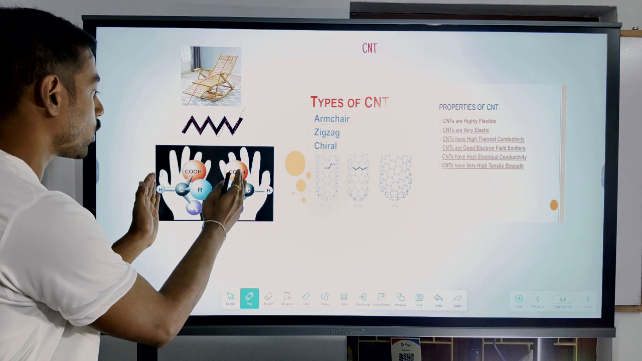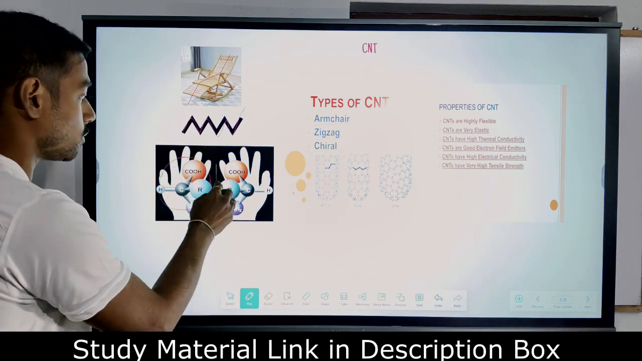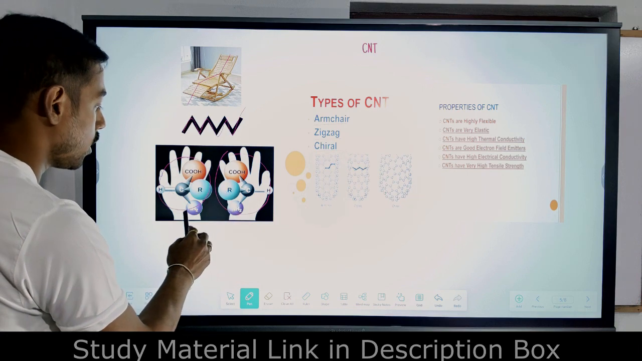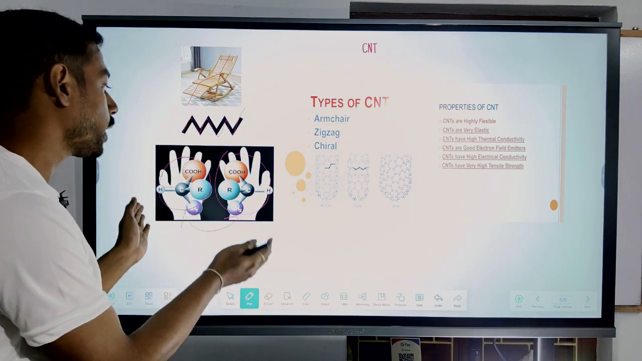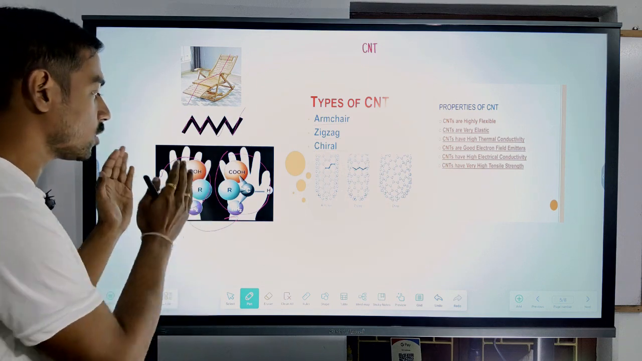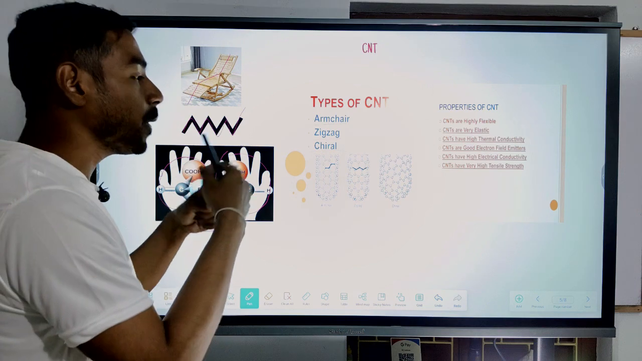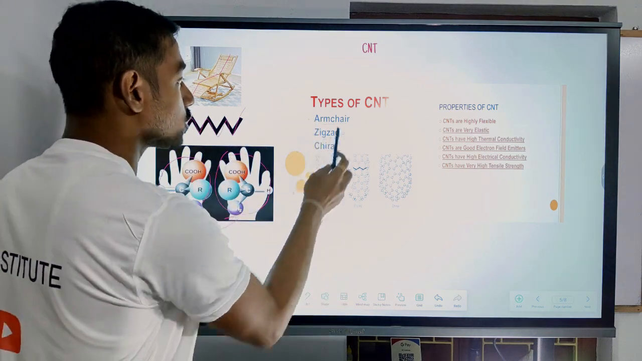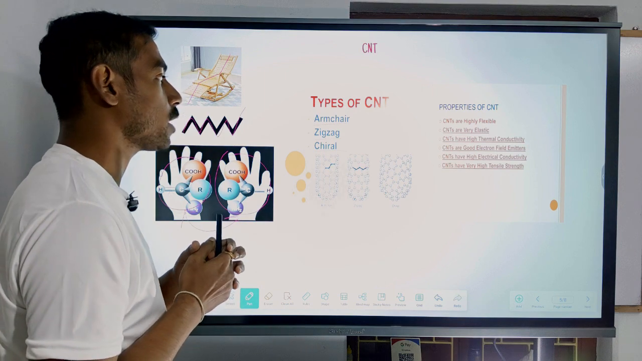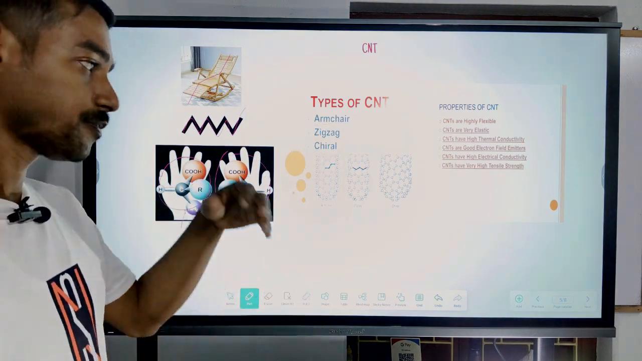And when the mirror image of this tetrahedral moiety, these two, are mirror images of each other but cannot be superimposed on each other, therefore they are named as chiral in nature. Now depending on the type of rolling of these graphene sheets, these single walled carbon nanotubes can be of three types, that is armchair, zigzag, or chiral.